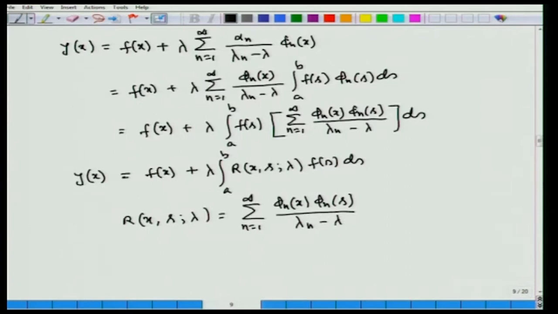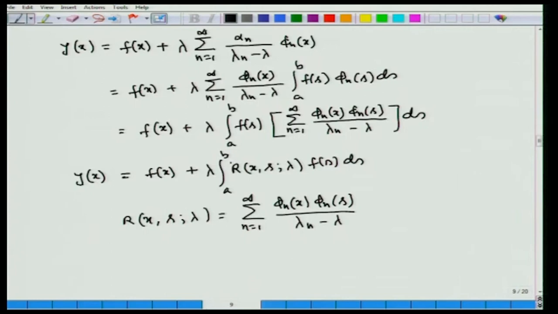So, this is actually the target form of the solution, that is, this is the resolvent kernel r x s lambda equal to summation n running from 1 to infinity phi n x phi n s by lambda n minus lambda, and this expression is valid whenever lambda is not equal to lambda n. So, this gives the solution where this resolvent kernel r x s lambda can be evaluated in terms of the eigenvalues lambda n and the set of orthonormal eigenfunctions phi n x obtained from the associated homogeneous Fredholm integral equation. So, this is actually the use of the Hilbert-Schmidt theorem in order to find the solution of the Fredholm integral equation. Now, you have to keep in mind that this treatment is completely based upon the assumption that the parameter lambda is not equal to any one of the eigenvalues lambda n.